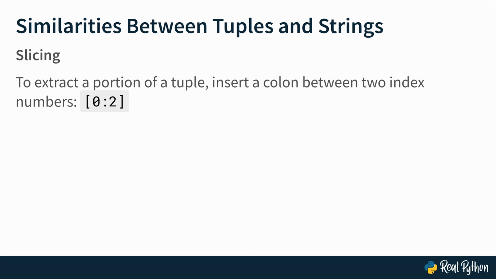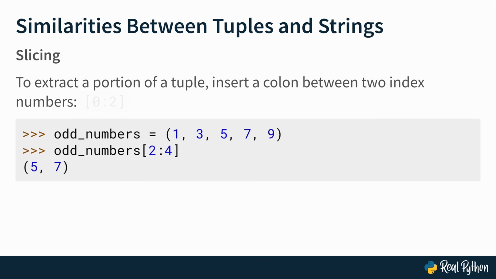Tuples also support slicing. So you can extract portions of a tuple just like you can do with a string by inserting a colon between 2 index numbers. For example, here with square brackets 0:2, closing square brackets, you would slice out the first 2 items of a tuple. Or here, let's look at another numbers tuple. For example, the odd numbers under 10 would be a tuple that consists of 1, 3, 5, 7, and 9. And if you were to slice out just 5 and 7, you could use the notation square bracket 2:4. Let's try that out in IDLE.